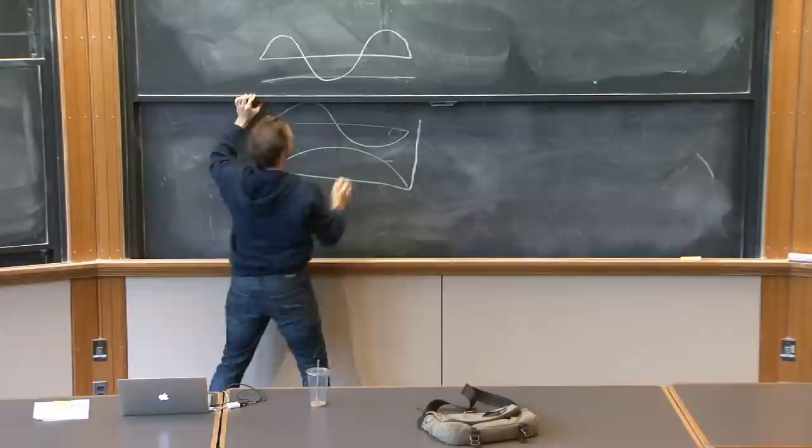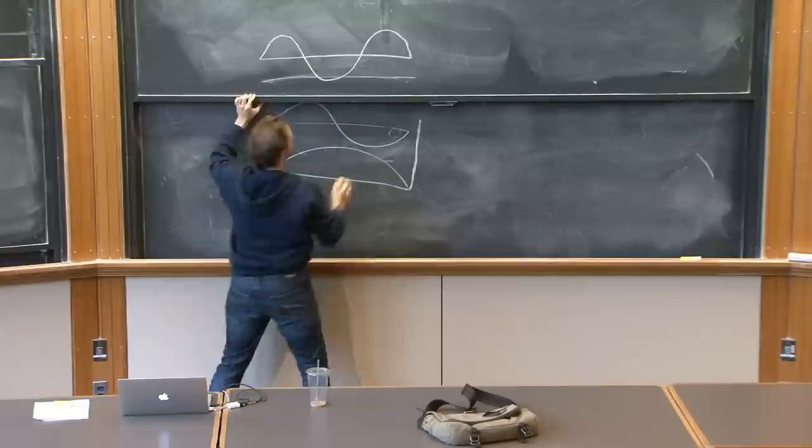So, periodic potentials. Consider a system, instead of n wells, consider a system of an infinite number of wells, each one identical. And just for symmetry purposes, let the width here be L. So the period of the lattice is L.